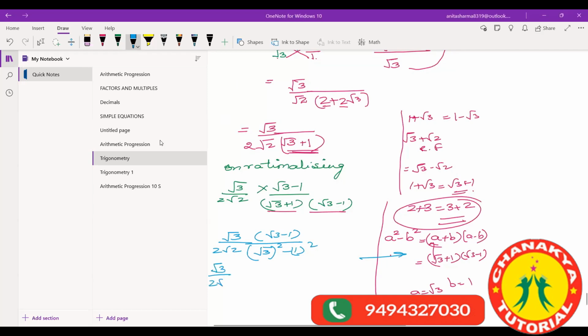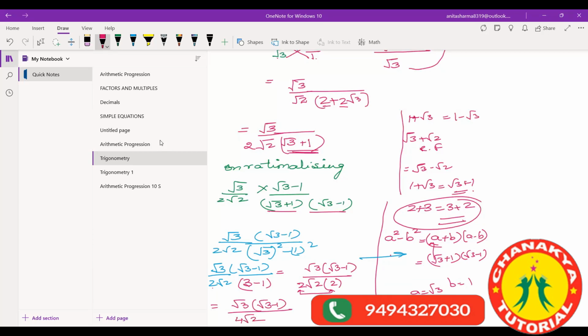Now see, root 3 upon 2 root 2, then root 3 minus 1. Root 3 square is 3, and minus 1. Then you will write root 3 into root 3 minus 1 upon, see, root 2 into 2. Now multiply 2 into 2. What will it be? 4, right? So root 3 into root 3 minus 1 upon 4 root 2.